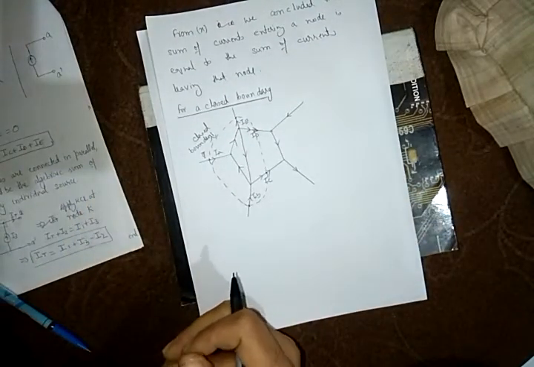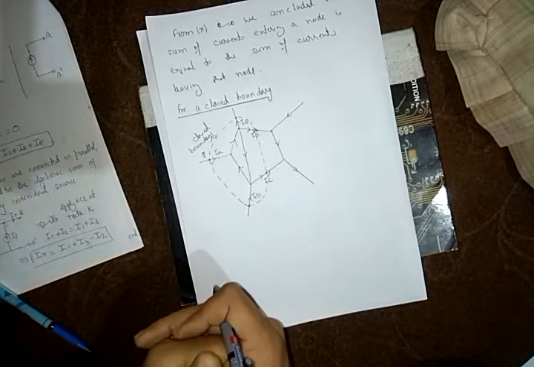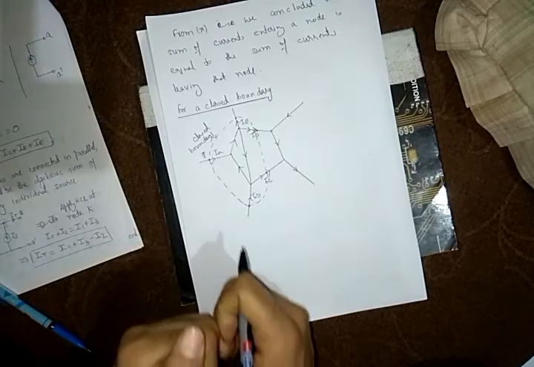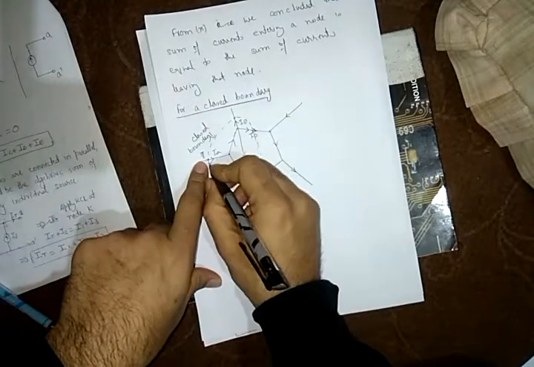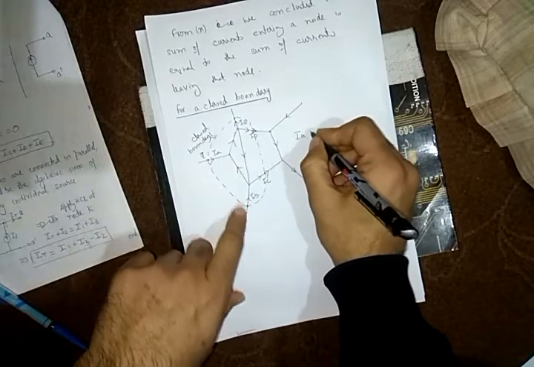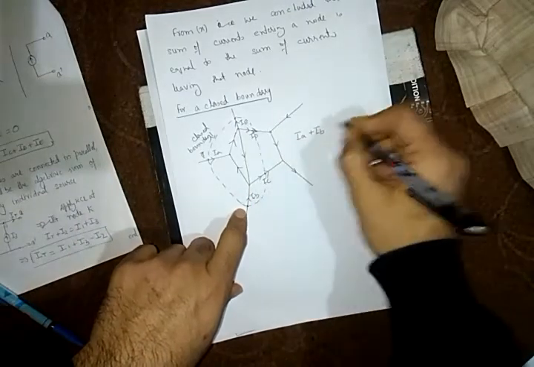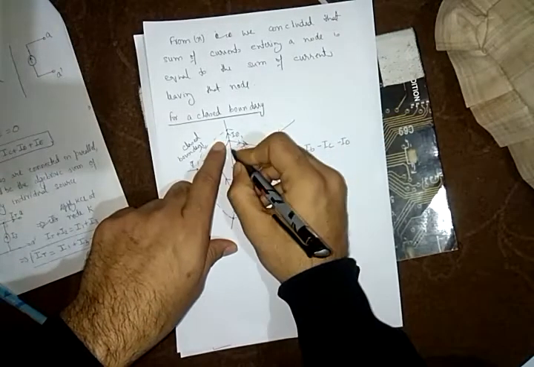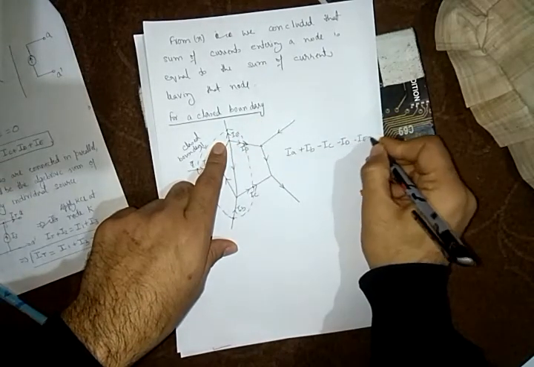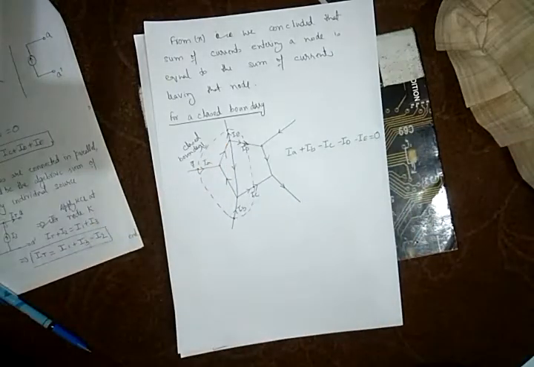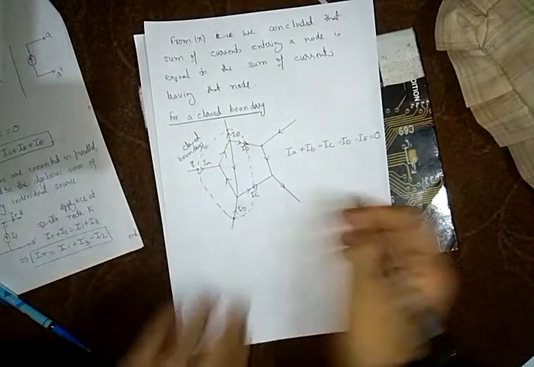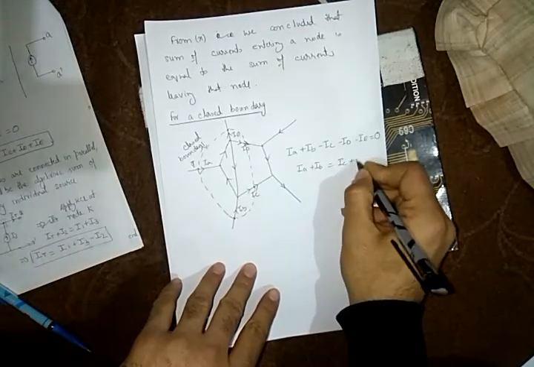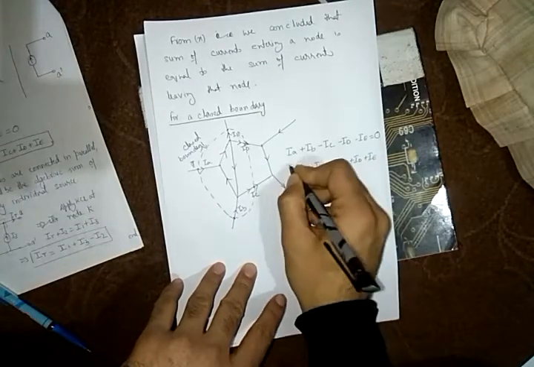I told you KCL states that the algebraic sum of currents entering a boundary or a node or a closed boundary is equal to 0. So by convention, IA is entering, so I will take it as positive. IB is entering, it is again positive. IC is leaving, so negative algebraic sign. ID again negative because it is leaving. IE again negative. So the algebraic sum is equal to 0. Okay, this is a closed boundary. So from here I conclude that IA plus IB is equal to IC plus ID plus IE.